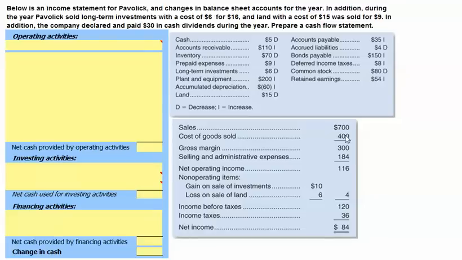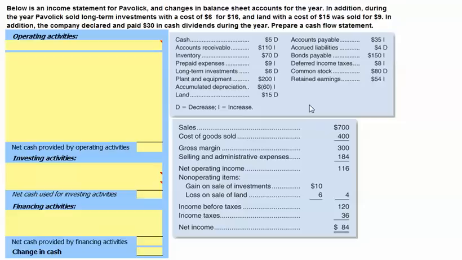Below is an income statement for Pavlik and changes in balance sheet accounts for the year. In addition, during the year, Pavlik sold long-term investments with a cost of $6 for $16, and land with a cost of $15 was sold for $9. Finally, we're also told that Pavlik declared and paid $30 in cash dividends during the year, and we're asked to prepare a cash flow statement using the indirect method.